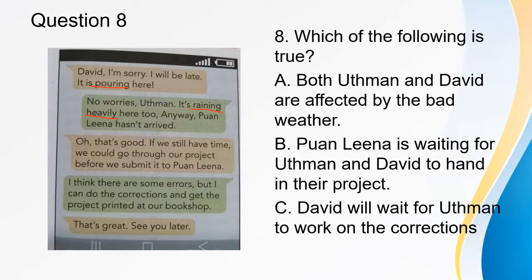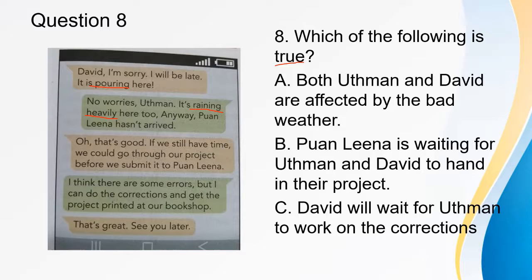Right, the conversation: you see the green background here refers to David. The beige color refers to Usman. You see, you use the color here to differentiate. So we look at question number 8. Which of the following statements is true? The question here looks for the true statement.